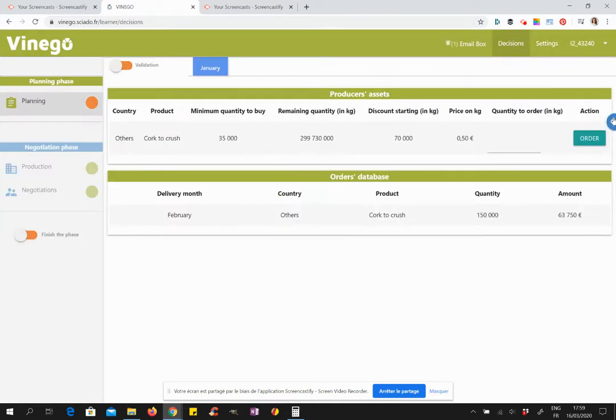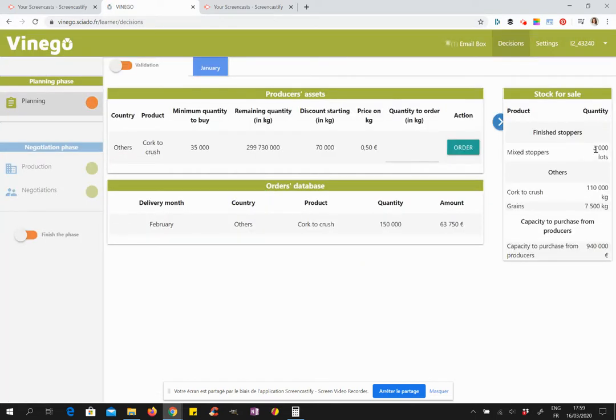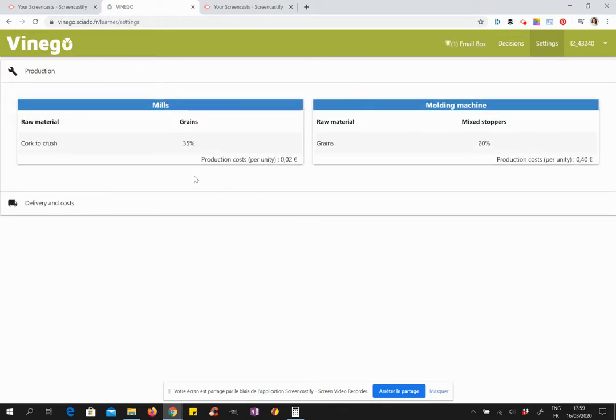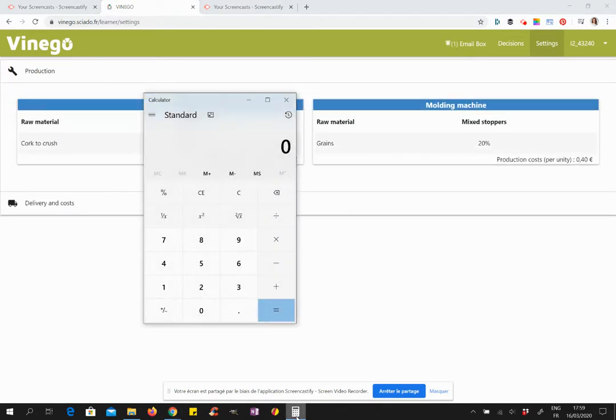The good news is that you already have some mixed toppers here, 3,000 lots. These you do not have to produce because they are already produced. But cork to crush and grains, we have to transform them, and let's check how we will do it. So my quantity of cork to crush, I will transform it into grains.